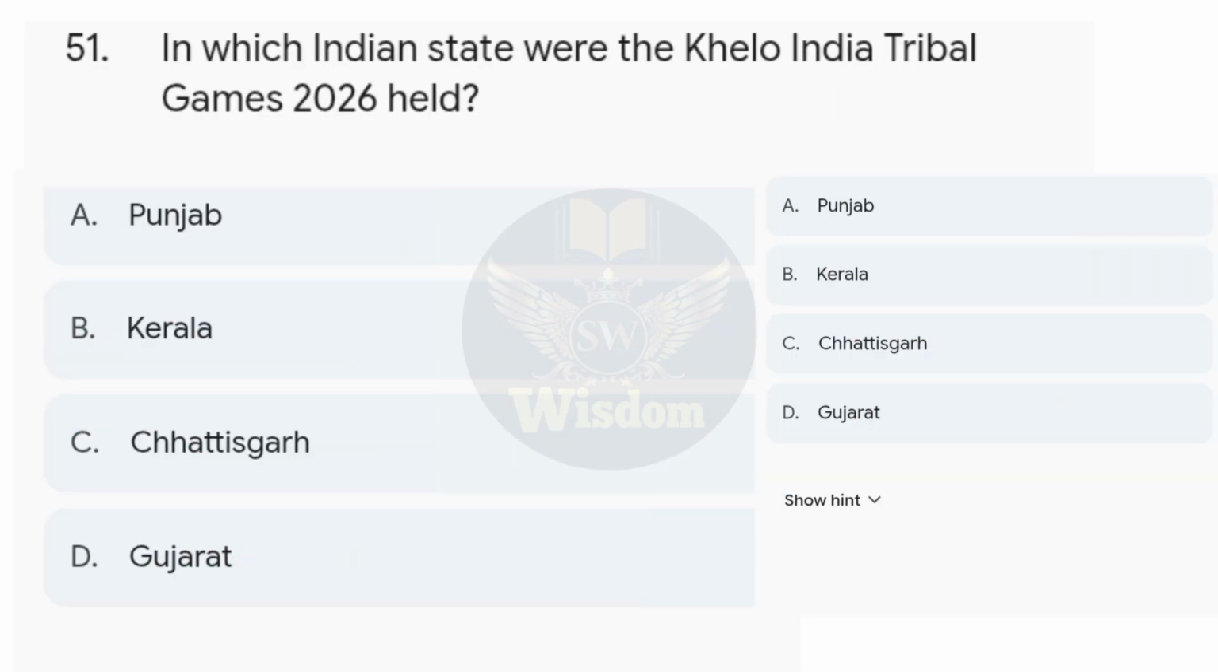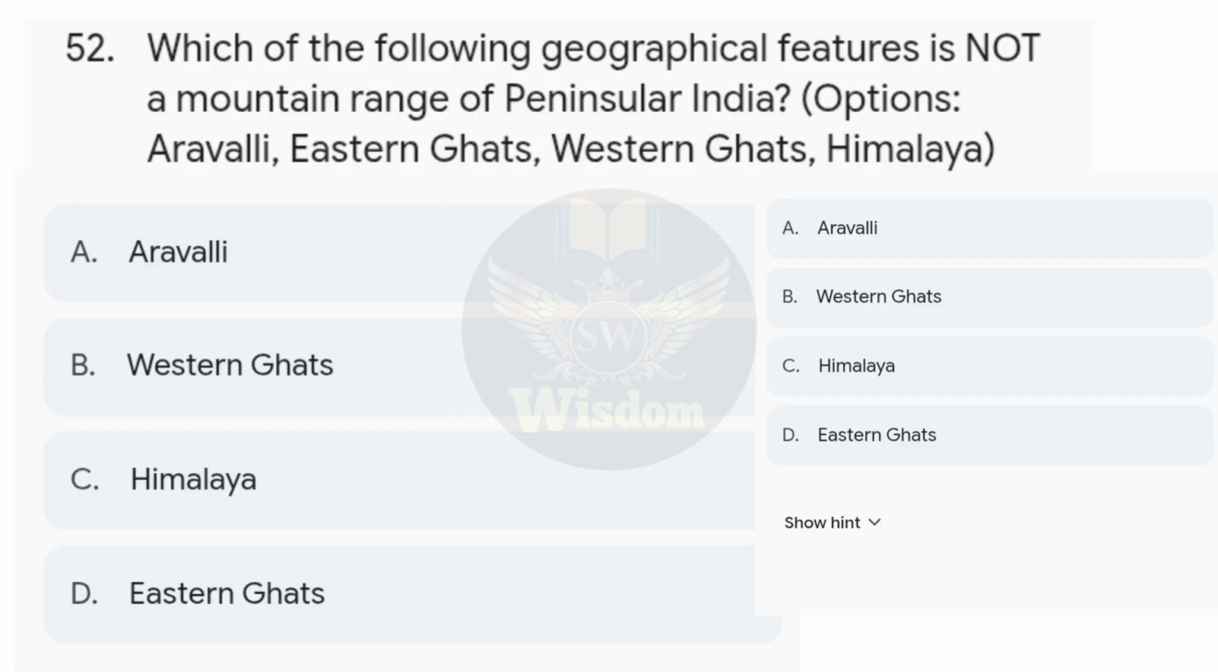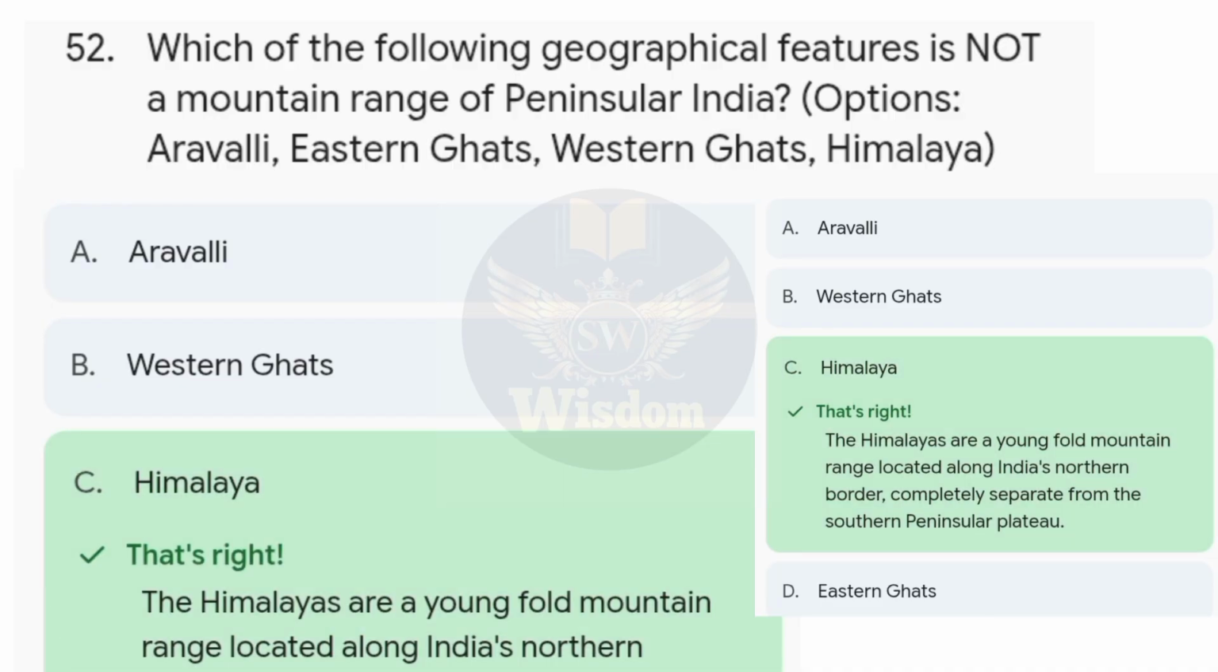Next question. In which Indian state were the Khelo India Tribal Games 2026 held? The correct answer is option C, Chhattisgarh. Next question. Which of the following geographical features is not a mountain range of peninsular India? The correct answer is option C, Himalayas.